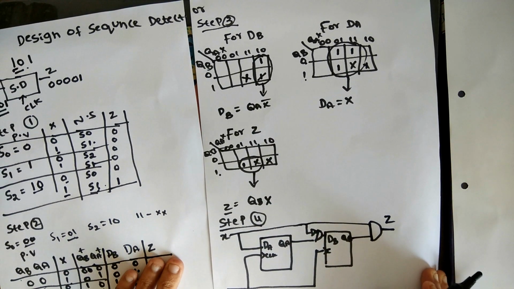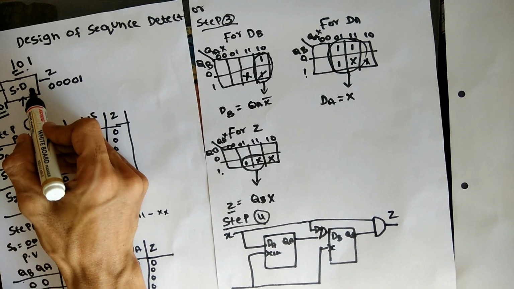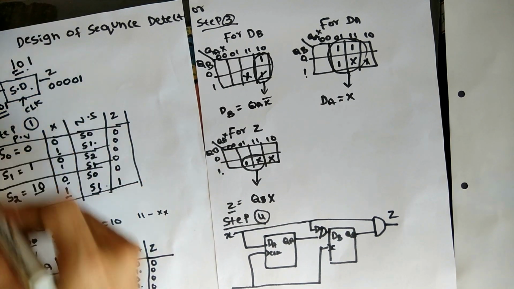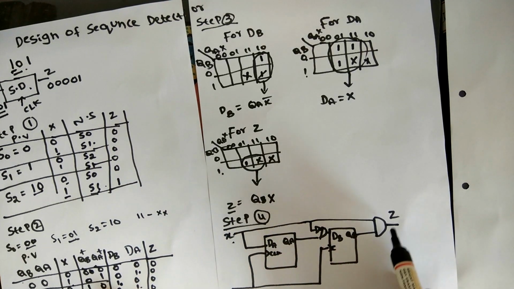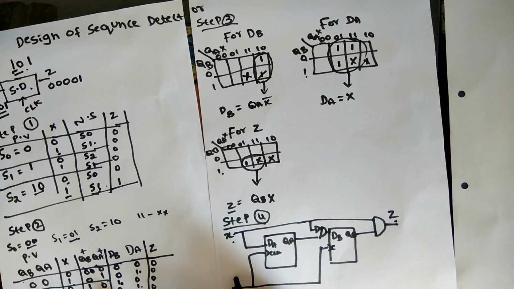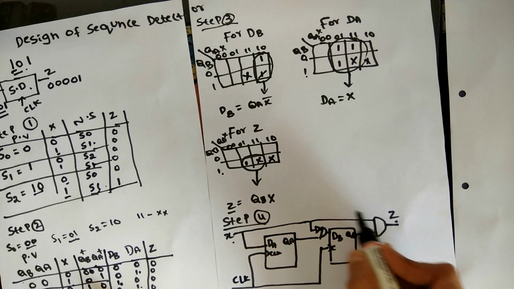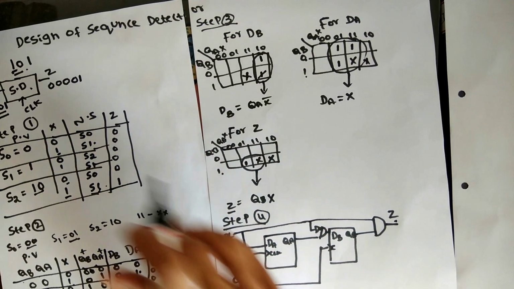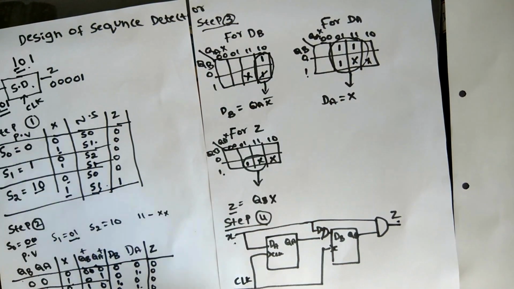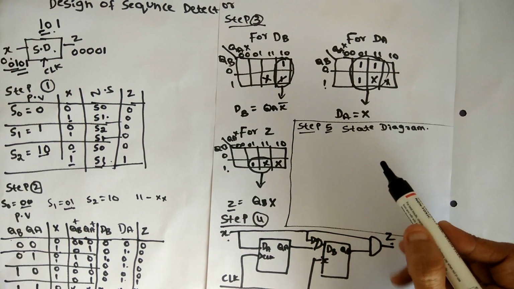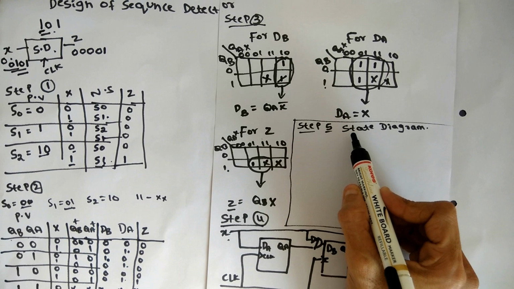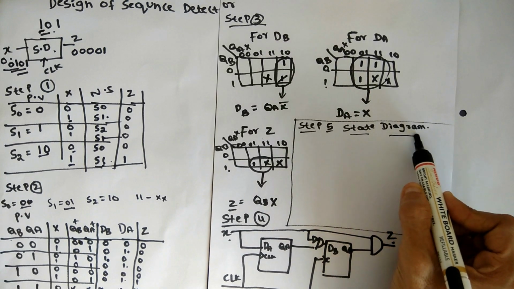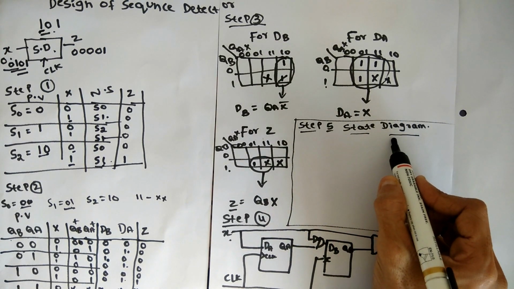This is the block diagram of the sequence detector. We have input X, output Z, and the clock pulse. In between is the circuit we drew according to these procedures. In the final step, we write the state diagram of the sequence detector. We can do 2 types of state diagram: one is called Mealy, another one is called Moore.